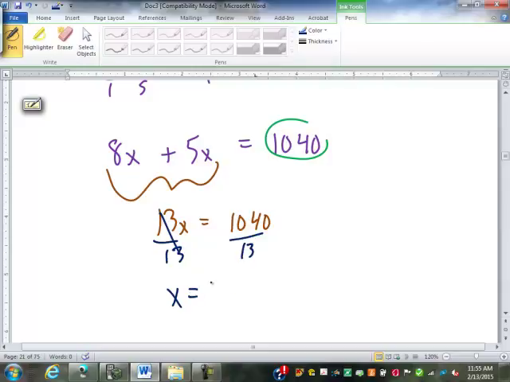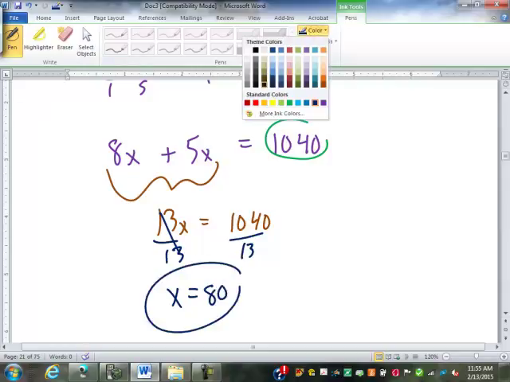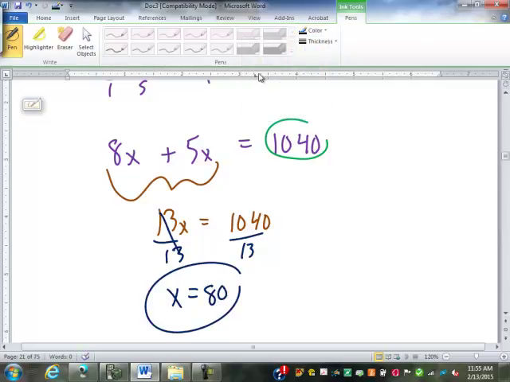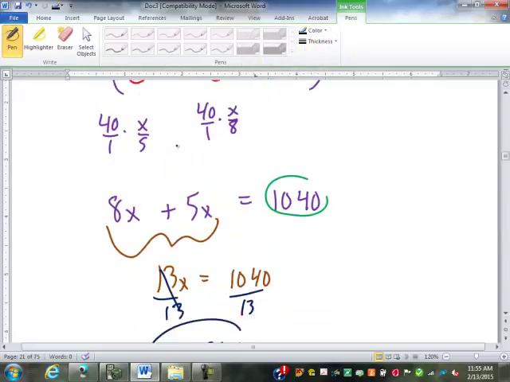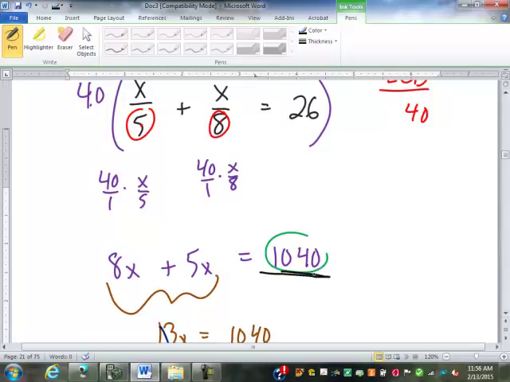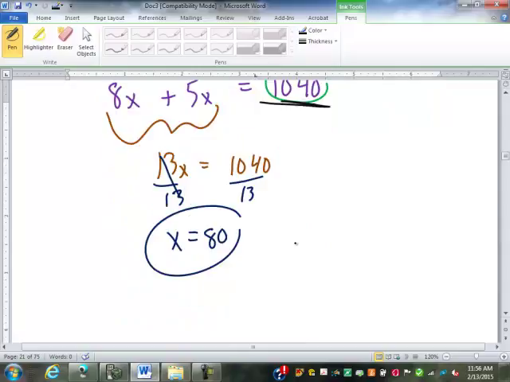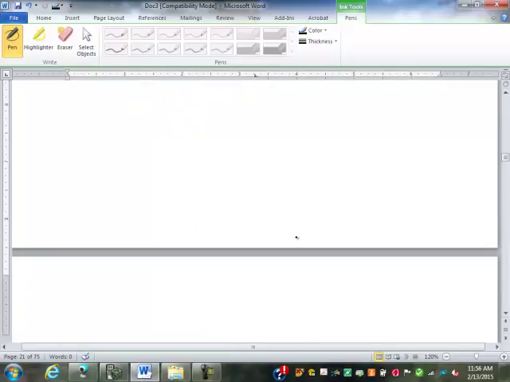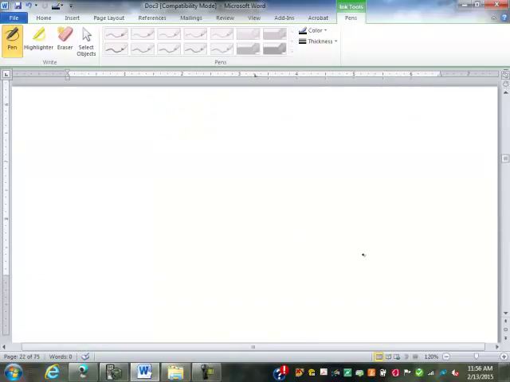So x equals 80. Now the reason I showed you on that one is, even though this one could have been solved easier as 1/5 x plus 1/8 x. Working with fractions to me isn't near as bad as working with really large numbers, but you may have your own preference. But there are some equations that you have to use that method of finding the least common denominator and multiplying. For example, we might run into this.